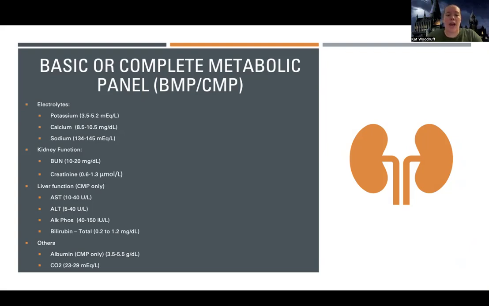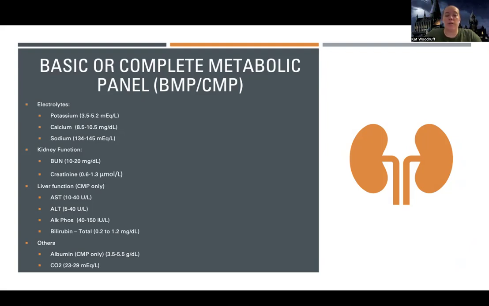Then we can also look at liver function. This is on a CMP only, so you're not going to get these on the basic. There's a variety of labs: the AST and ALT, and the ALK Phos, which are all more related to the liver. And then the bilirubin is more about the gallbladder and things like that too.